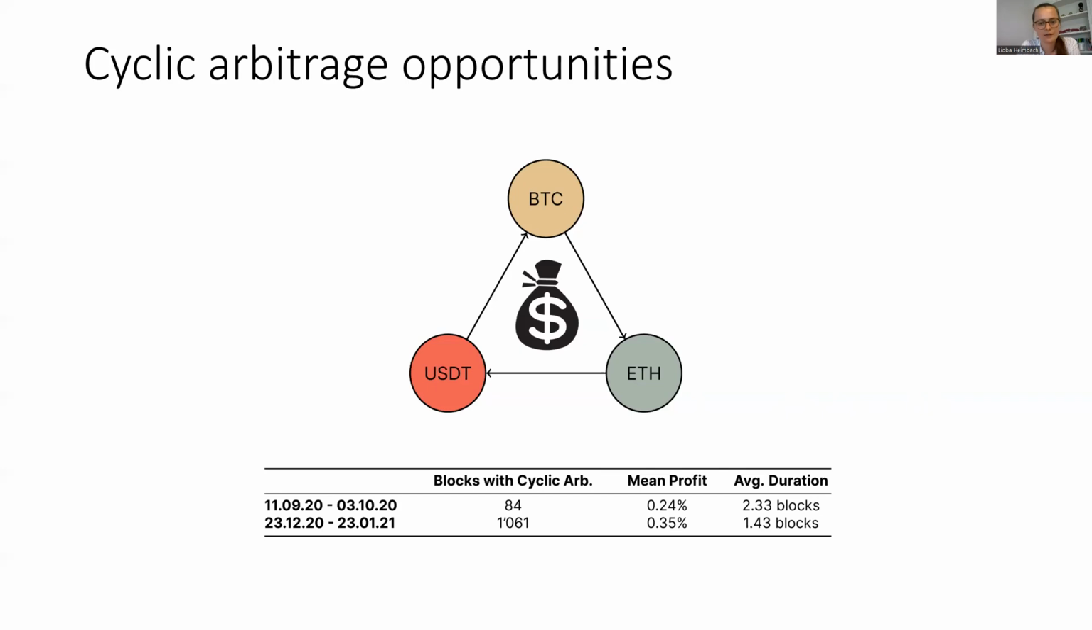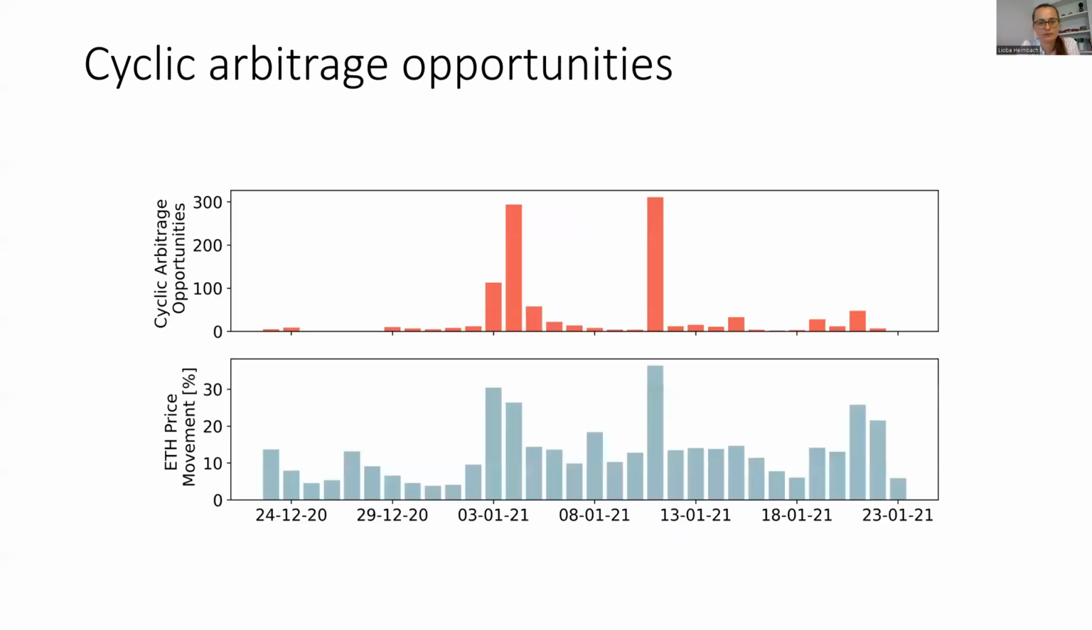However, now in the second period, where we saw these very volatile cryptocurrency prices, we find that more than 1,000 blocks had cyclic arbitrage opportunities in them, and on average they had a higher profit of 0.35%. So as we expected, the number of cyclic arbitrage opportunities is significantly higher in the second period that is characterized by highly volatile cryptocurrency prices.